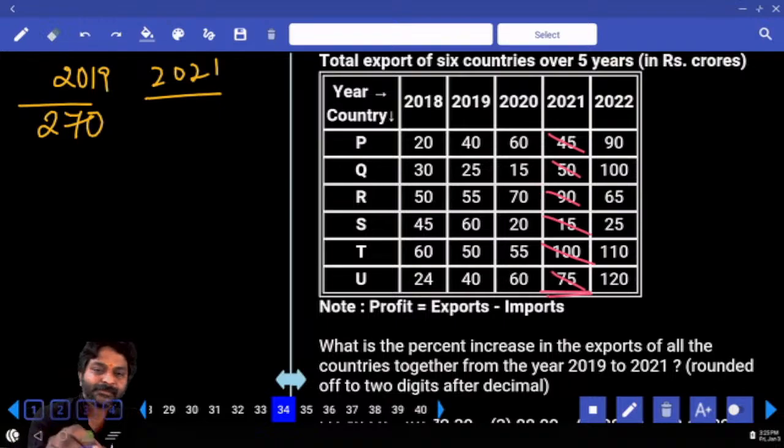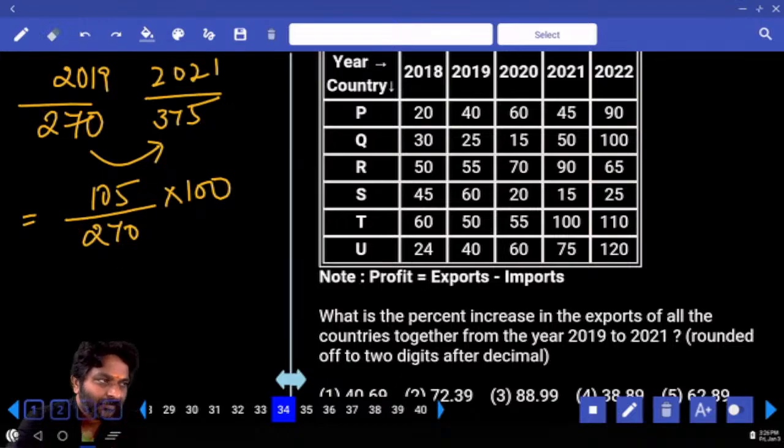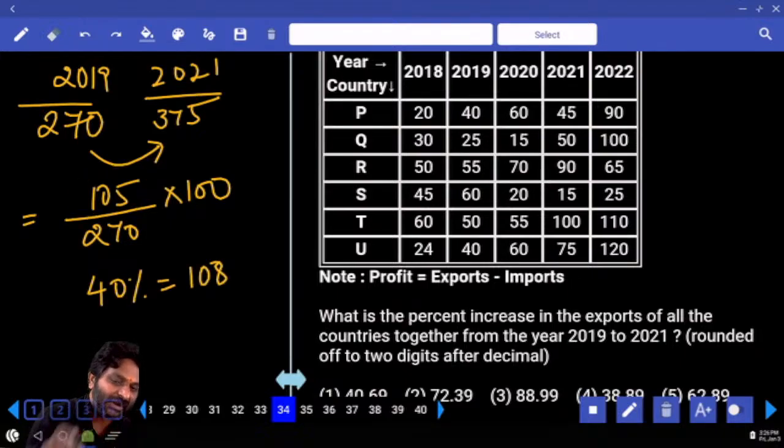Plus 100. Now the question is to identify the percentage increase, correct? If 270 becomes 375, 105 increment upon 270, percentage into 100. 10% of the denominator, double. 54 double. So 40% value is equal to 108, but our numerator is 105, very close to 108, but a little bit less than that. So the answer is very close to 40%, but less than 40. Good options.